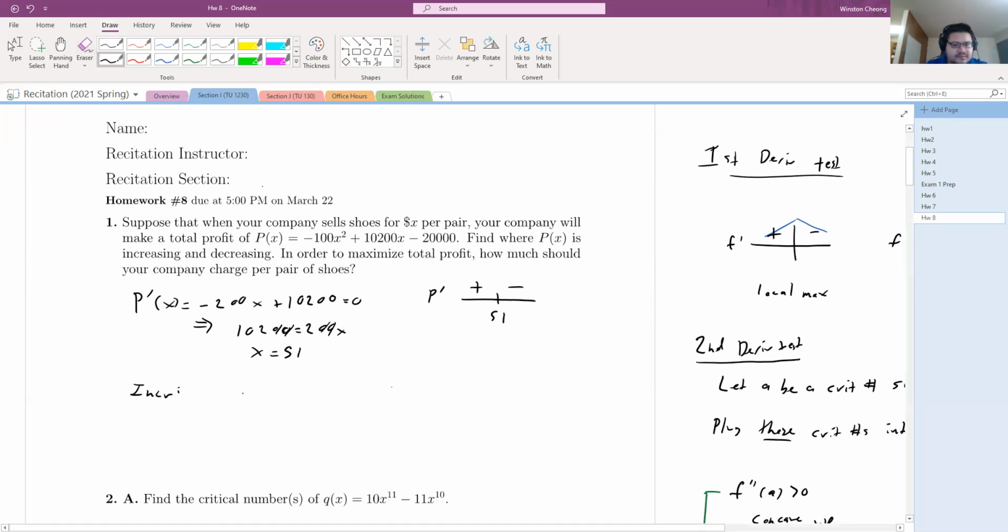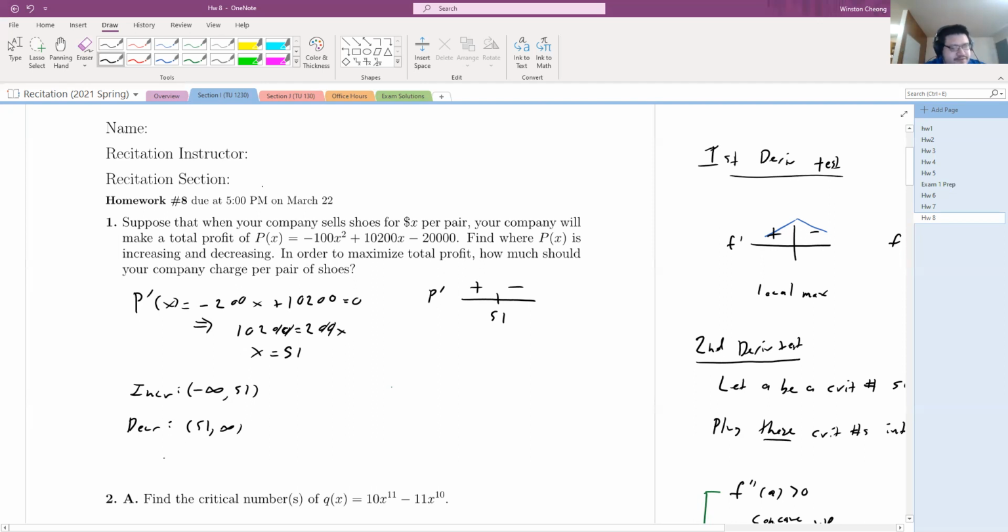The pen isn't working today. Funny. And decreasing is going to be from 51 to infinity. I mean, there are some realistic bounds on this that you could place. Like you could say that the pricing is not going to be negative, but we're just going to do the naive thing here. I just write it like that.